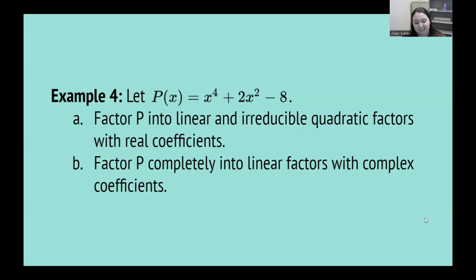So example 4 is let p of x be equal to x to the power of 4 plus 2x squared minus 8. We're going to factor p into linear and irreducible quadratic factors with real coefficients. So basically no i's, no taking any square roots of negative numbers. And part B, we're going to factor p completely into linear factors with complex coefficients. So part B, we're just going to continue and use complex numbers. So all right, let's go ahead and go over to our notes to do this example.